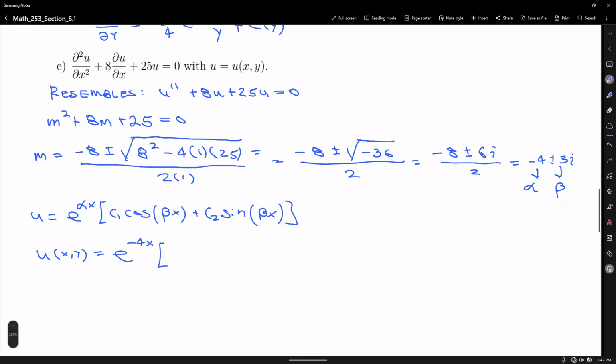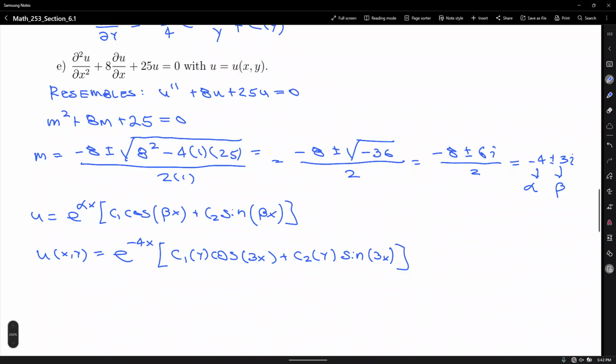So you can call this, I'm going to call this one this time a C1 of y cosine 3x plus C2 of y sine 3x. I mean, ultimately, you can use whatever notation you want. Maybe f of y for C1 and g of y for C2. All right. Those are two different functions because it's second order.